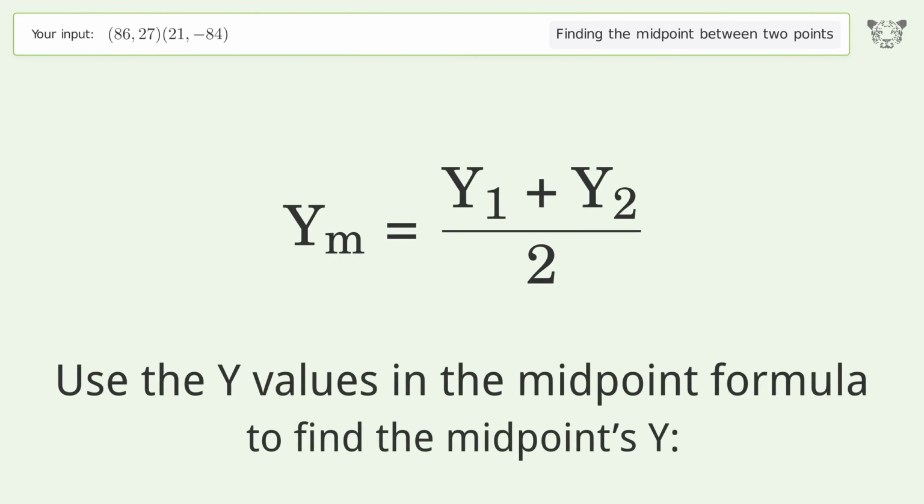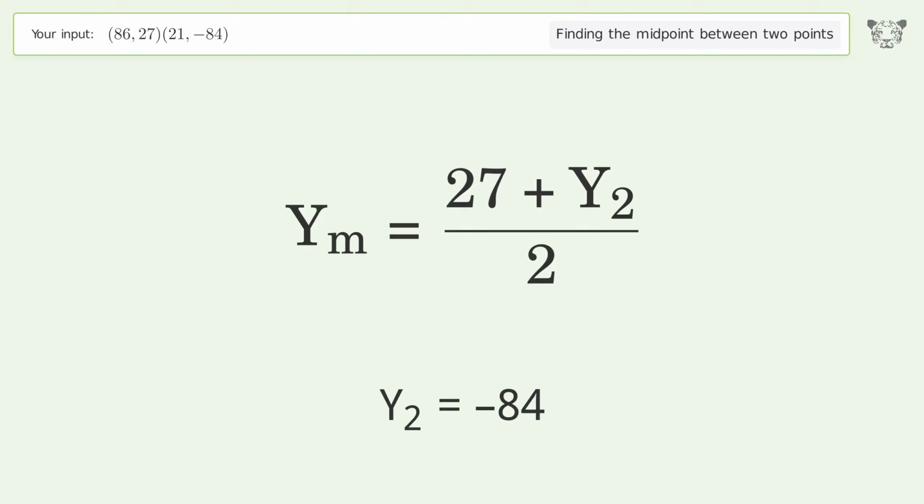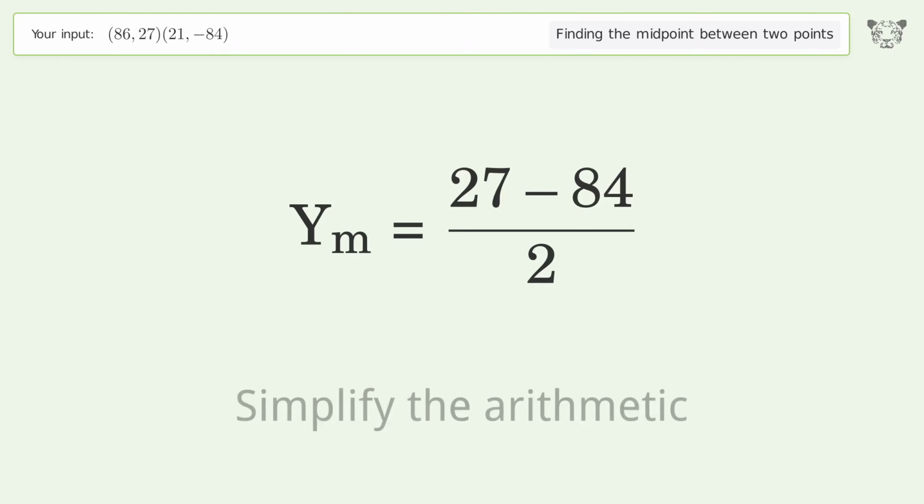Use the y values in the midpoint formula to find the midpoints y. y1 equals 27. y2 equals negative 84. Simplify the arithmetic.